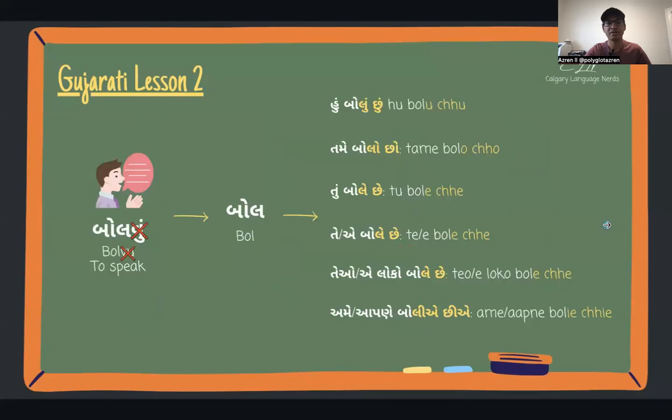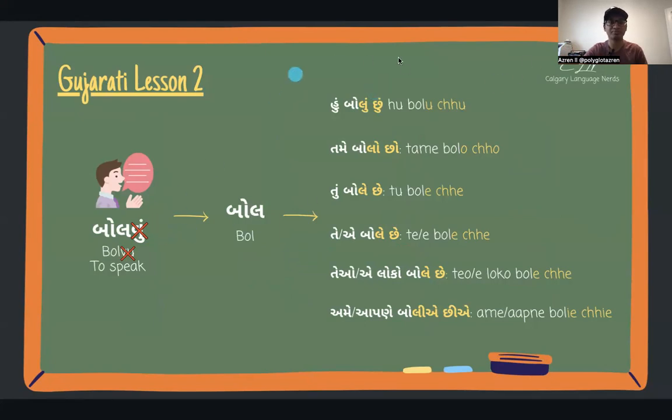Onward. Now, what we do here is if you want to use any of these verbs in the present tense, it means something that someone is doing now. For example, I'm walking, I'm talking, I'm swimming. Something you're doing in the present moment. There's a 2-step process.